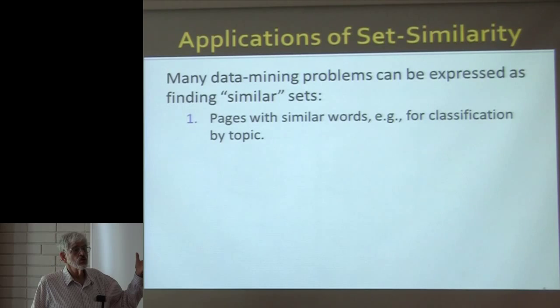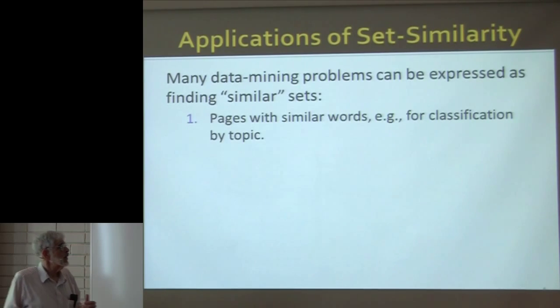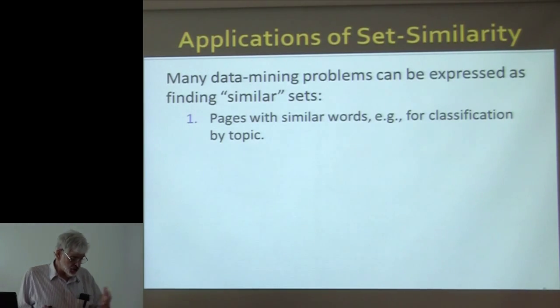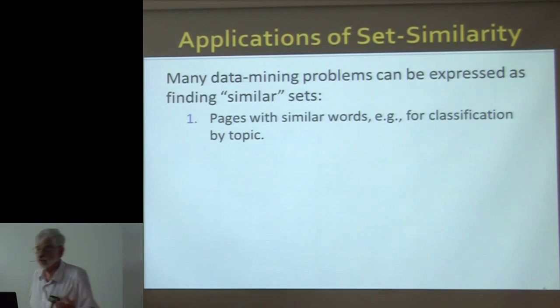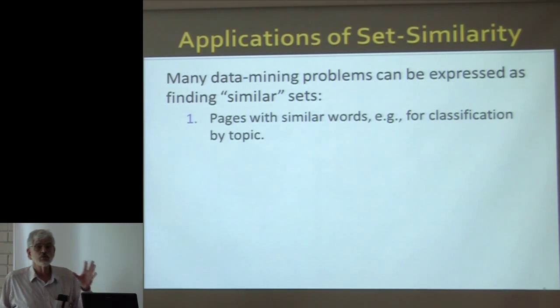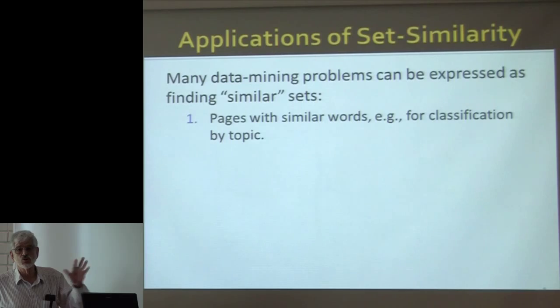For example, you could look at web pages and think of a web page as the set of words that appear at least once on the page, and pages that have similar sets of words are likely to be about the same topic, especially if you throw away what are called stop words, the words that just appear in any document, the and whatever.